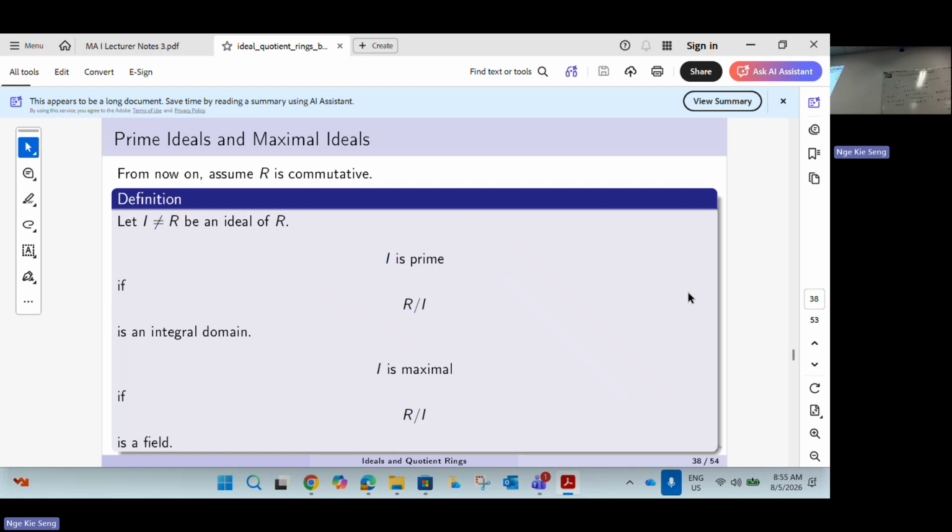Now is a prime ideal and a maximal ideal. To define a prime ideal, first we talk about I not equal to R, and then I is prime if R mod I is an integral domain.